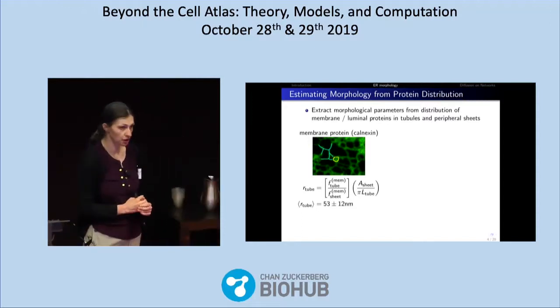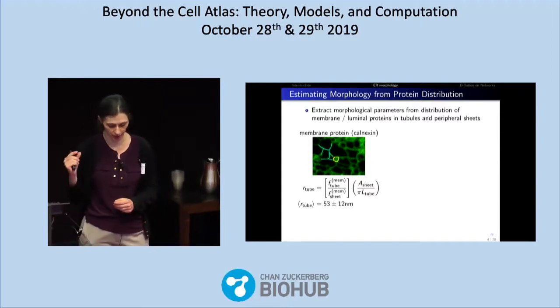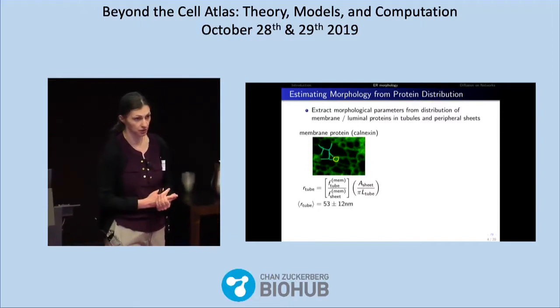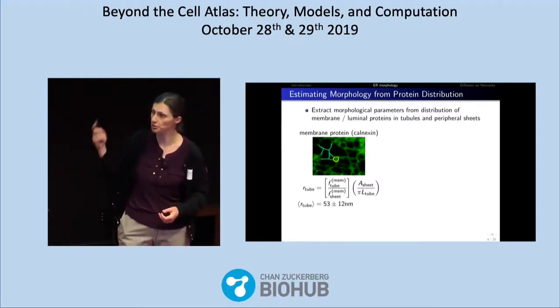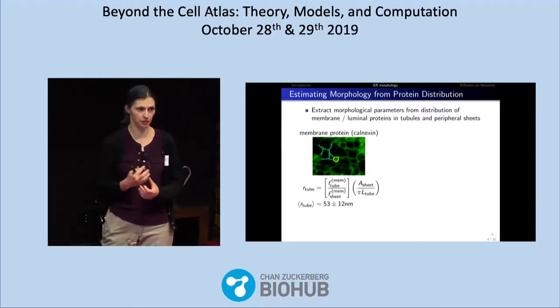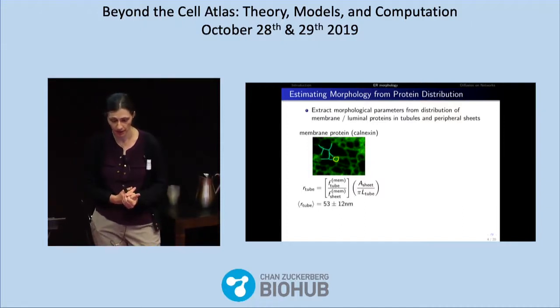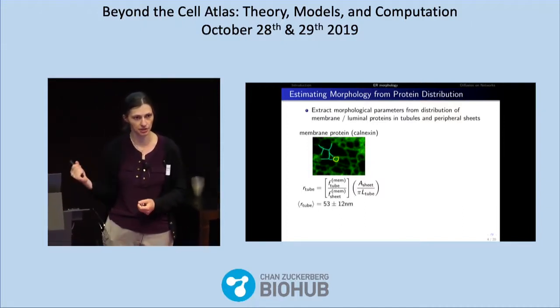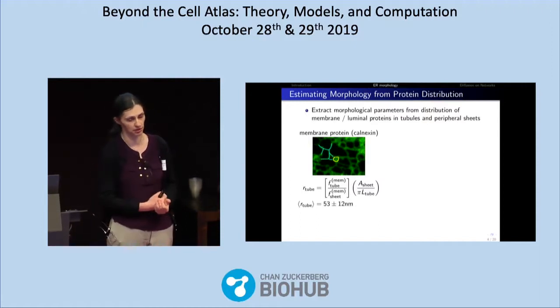When we took the known accepted measurements for ER tubule radius from EM measurements, about 20 nanometer radius for the tubules, we found that the tubules we saw were far too bright. They're far too bright for something that is that narrow, which quickly led to the realization that, in fact, we have enough information here to estimate the local morphology of the ER.